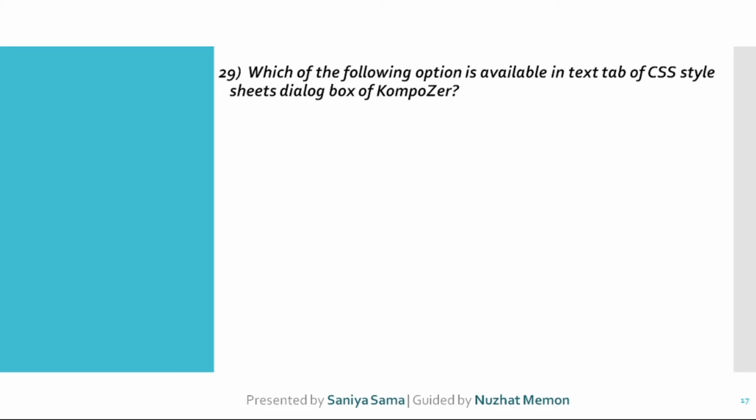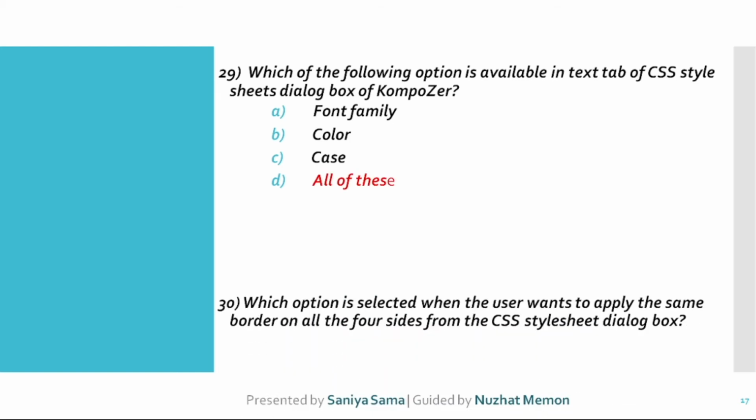29. Which of the following option is available in text tab of CSS style sheets dialog box of KompoZer? Option A, font family. Option B, color. Option C, case. Option D, all of this. The answer is all of this.